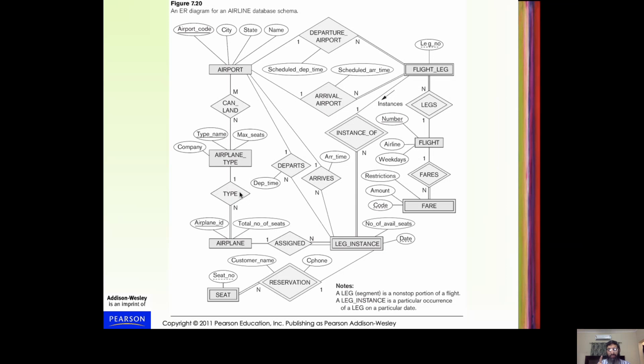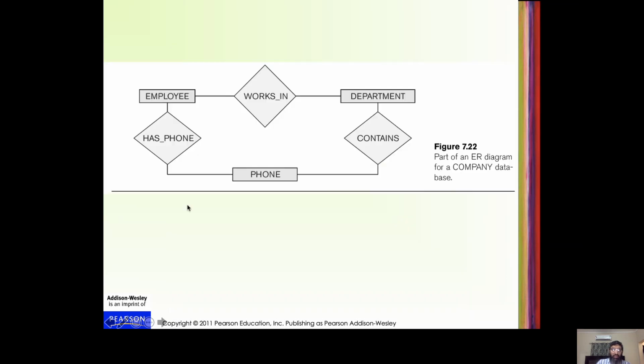So you can make this whole thing in your brain. Okay, a flight leg, that is a leg of a flight, and then the flight has fares, and what kind of fare is it? What is the amount? What is the code? What are the restrictions? When is the flight, airline, weekdays, number? All that information can help you to think more.